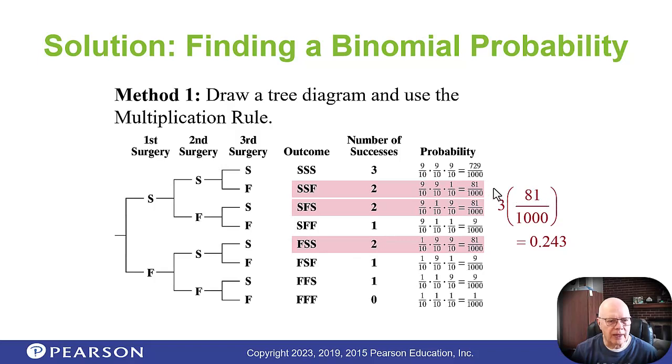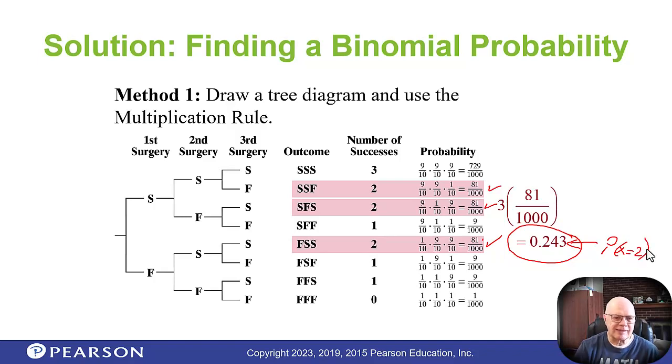And your probability, these are the three that have exactly 2 successes. You add those up or just multiply 3 times that 81 over 1,000. And there's your probability that if the surgeon has success on 90% of the surgeries and he performs 3 surgeries, this is the probability of getting exactly 2 successes that day.